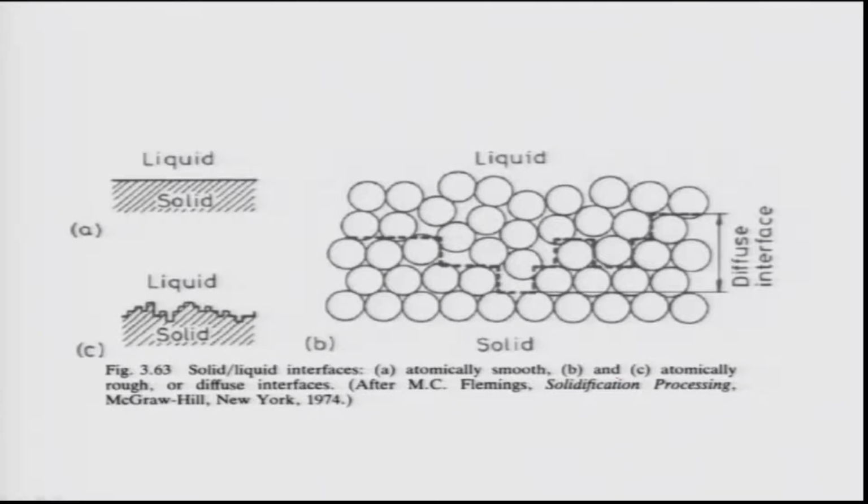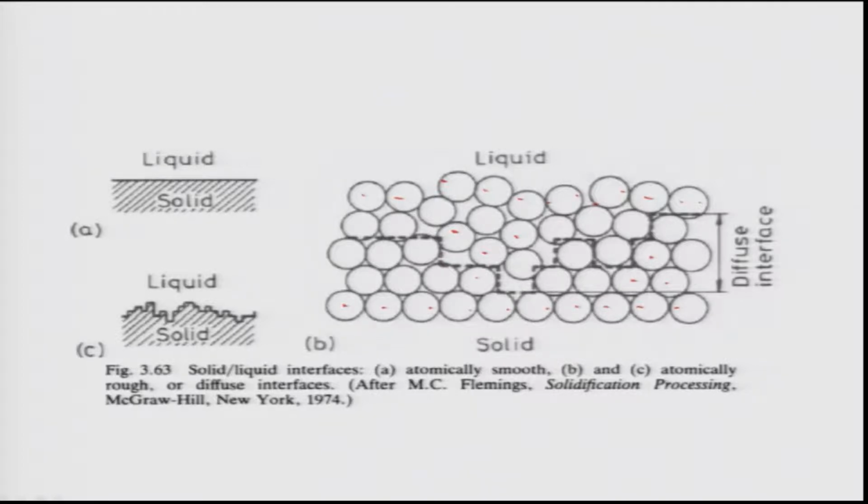In an atomically rough surface you have a diffuse interface. What is the meaning of diffuse interface? That means a large number of atoms are present at the interface. These atoms are neither part of the solid nor part of the liquid. Why? Because in solids atoms are nicely ordered. In liquids atoms are random. There is no order in it. In between, somewhere they are ordered, somewhere they are not ordered. So they are neither completely part of the solid nor completely part of the liquid.